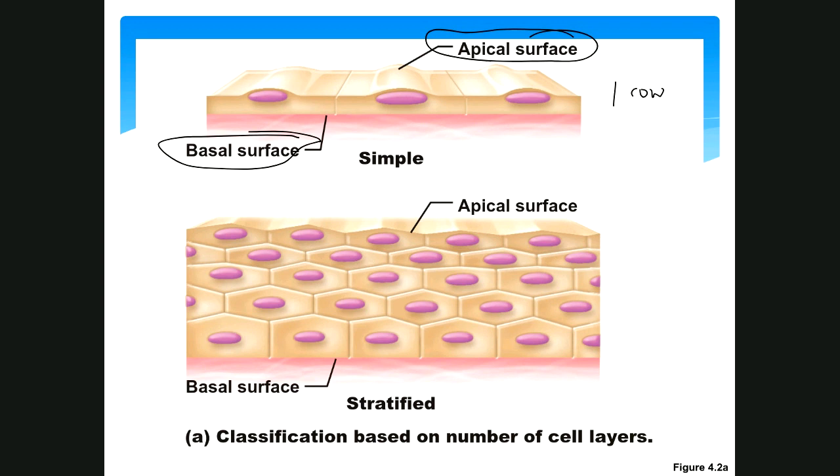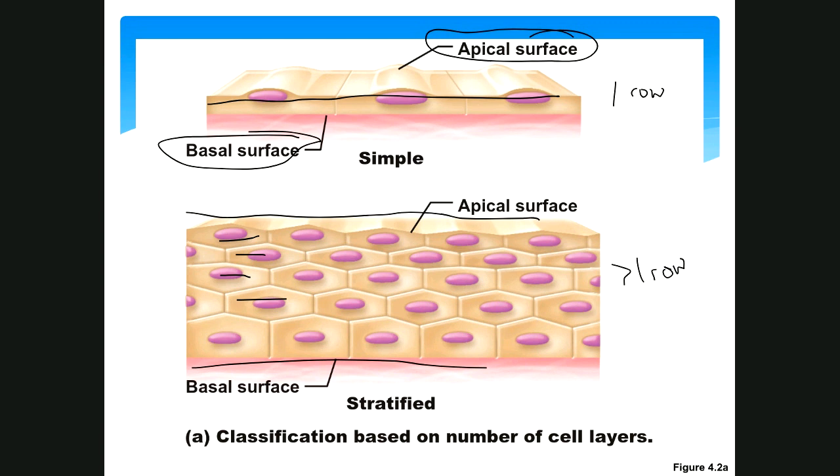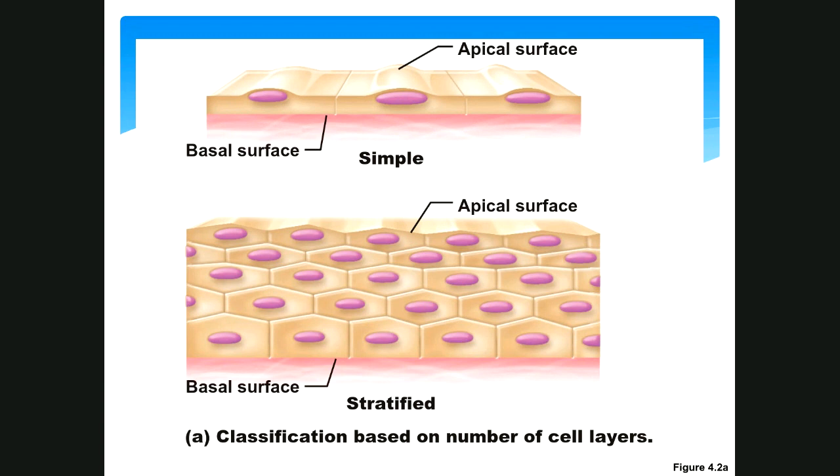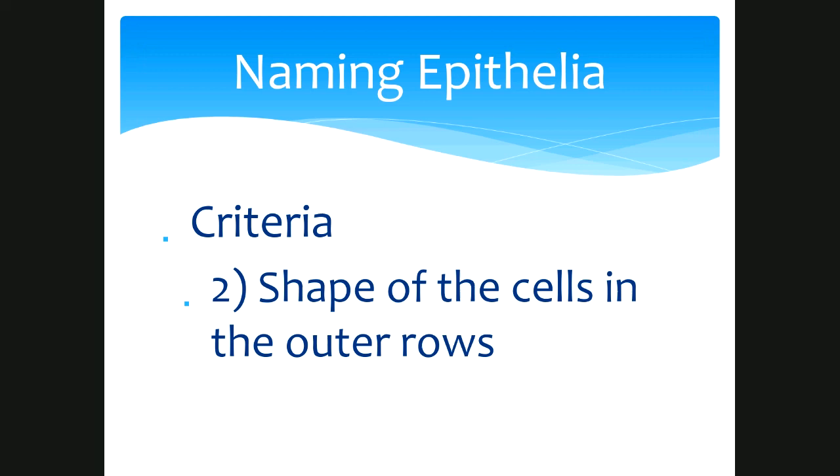Or we can have more than one. And if you have more than one, again, there's our apical surface, there's our basement membrane. Look, there's one, two, three, four, five, but it's more than one. If we have one row, it's called a simple epithelium, one row. If it's more than one row, it's called a stratified epithelium. And it doesn't matter if it's 2 or 100, it just has to be more than one. So when we look at it, that's one of the criteria we're going to use.